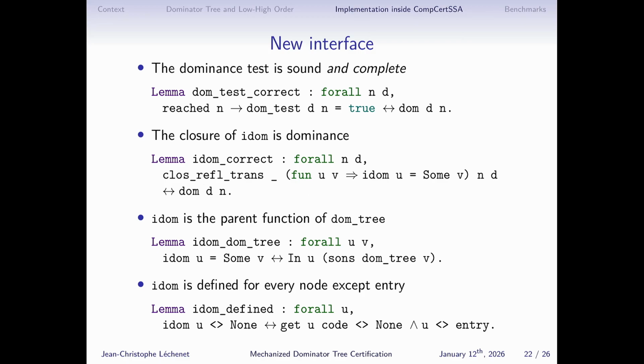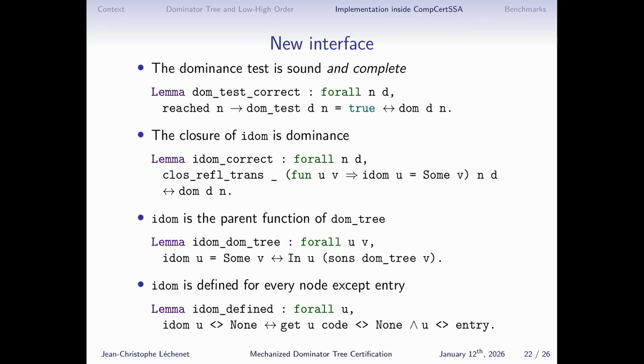And what does this interface look like? So actually, when I did that, I didn't have a clear application case, so I exposed some facts. I don't know if these are the ones that are really needed by people in general. But so we have the soundness of the dominance test, the soundness and the completeness. So before we just had the left to right arrow, now we have really the equivalence.